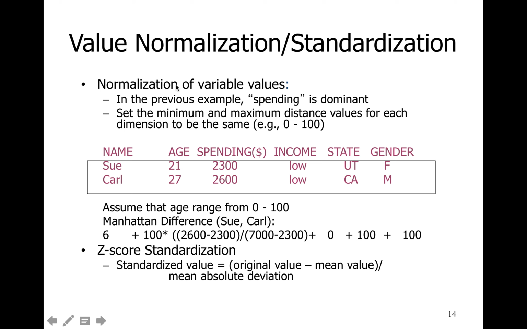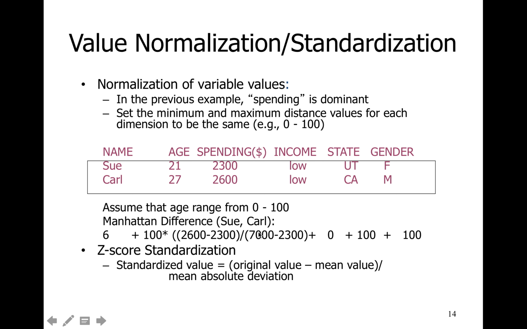Once all the variable values become numeric, their ranges are still different. Then we can do normalization, which is normally considered min-max normalization. It is to set the minimum and maximum distance for any attribute to be the same. For example, the minimum distance is 0 and the maximum distance for any attribute can only be as high as 100, and preferably all at 100. So for example, for ages, assume the distance is typically up to 100, or we can just normalize it to 100. For spending, we will normalize the distance, the max to 100, by taking the maximum difference, dividing it by itself, and multiplying by 100, like this, 100.